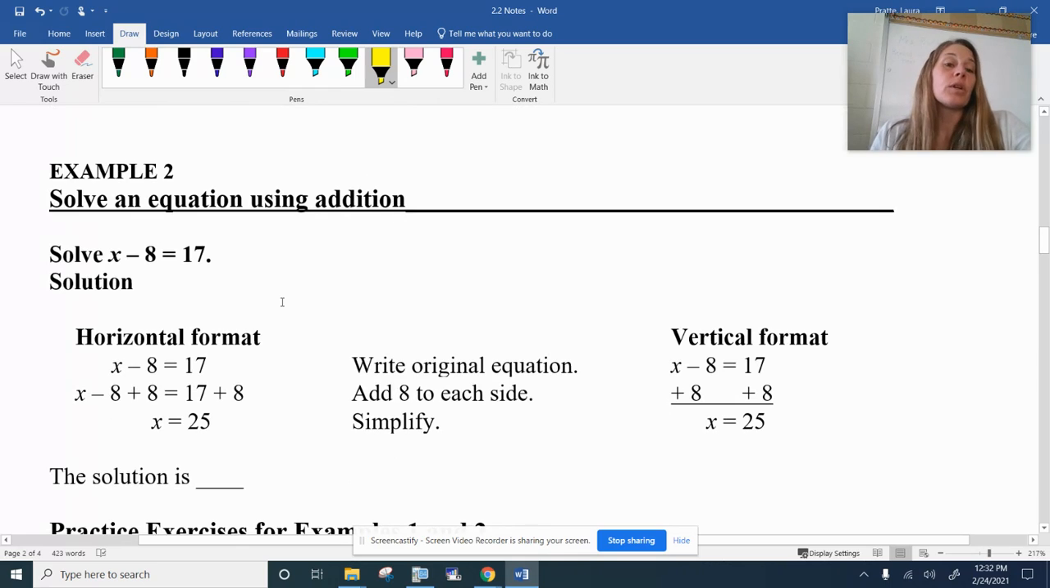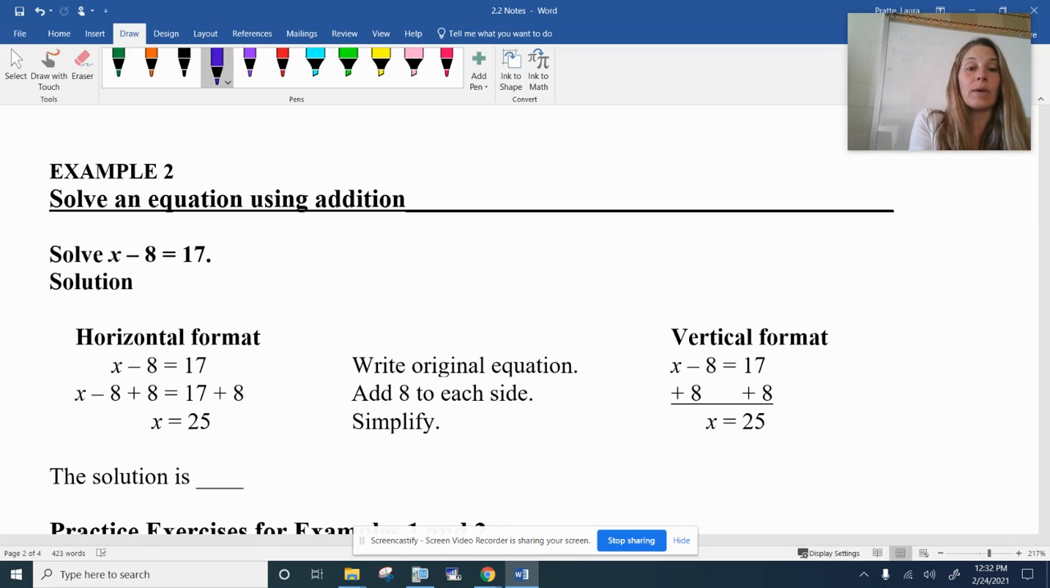Now, example 2, we're going to solve the equation using the addition property. So in this case, we have our problem, x minus 8 equals 17, and we would want to add 8 to both sides. And I wanted to show you two different formats you can use to do this, and you could do this also for subtraction. But typically, we've always used this vertical format where we add the 8 underneath so we can cancel them, and then we add the 8 underneath the 17.